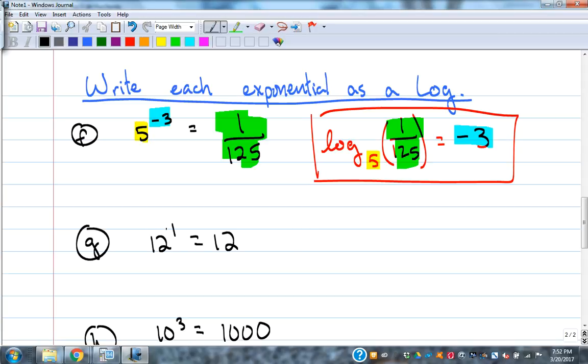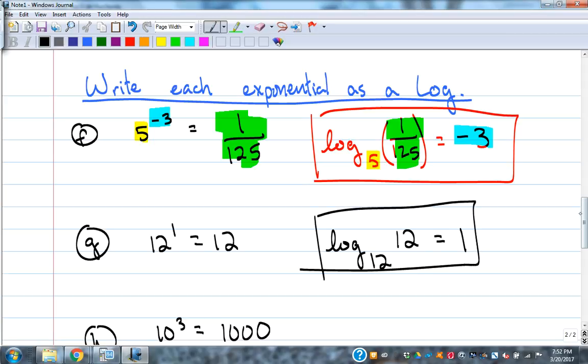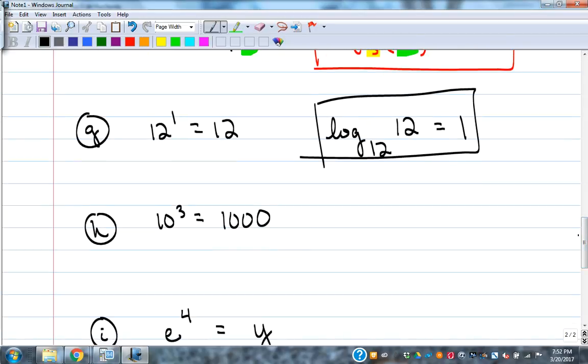All right, this one's a little weird. It looks weird because it's 12 to the first power is equal to 12. But what's the base? 12. So that would be log base 12 of 12 equals 1. Okay. That's an interesting property that we'll engage in later. H, what's our log base? 10. Of 1,000 equal to 3.